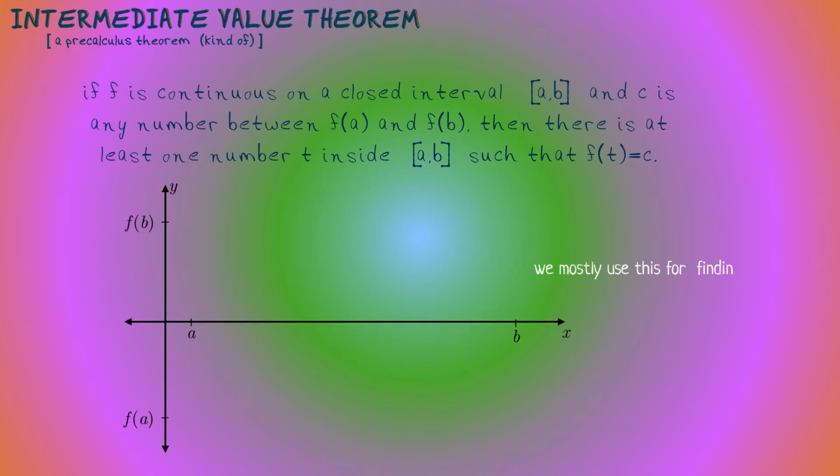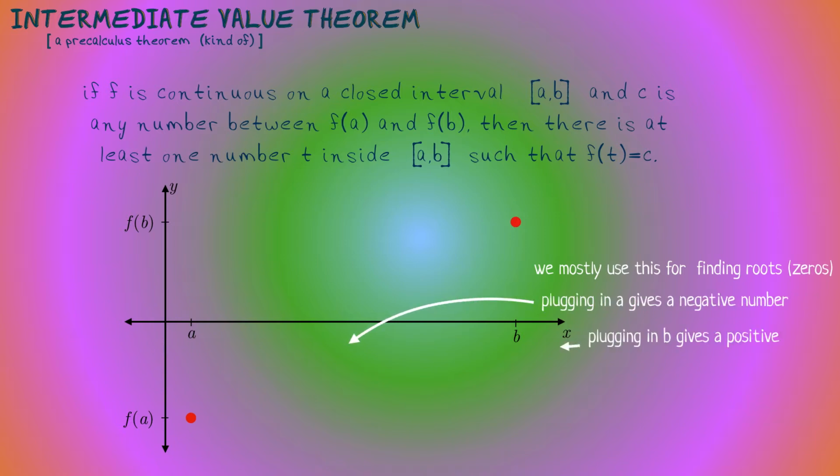So we mostly use this to find roots. This is where it's really useful. So let's say now that when we plug in a, we get a negative number, f(a). And when we plug in b, we get a positive number, f(b). So plugging in a gives a negative, and plugging in b is going to give us that positive there.